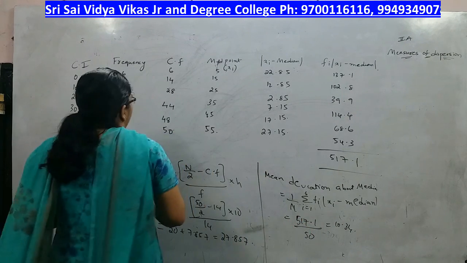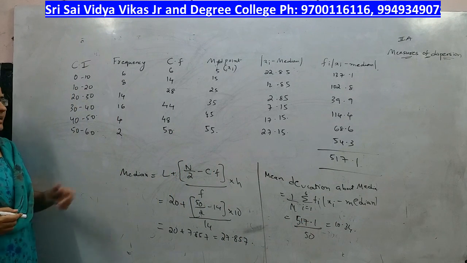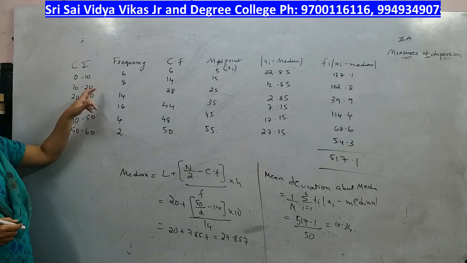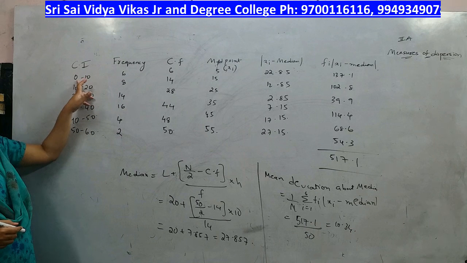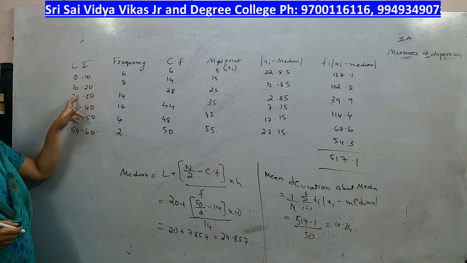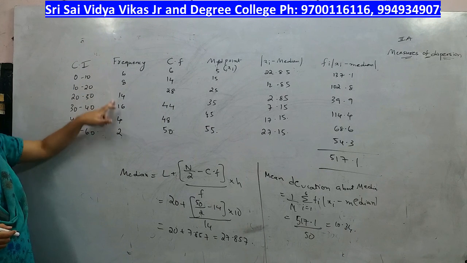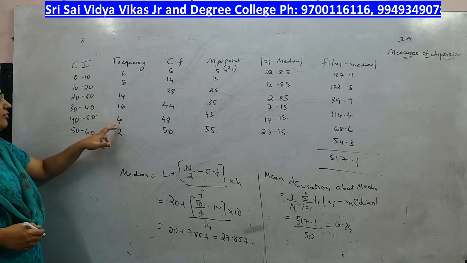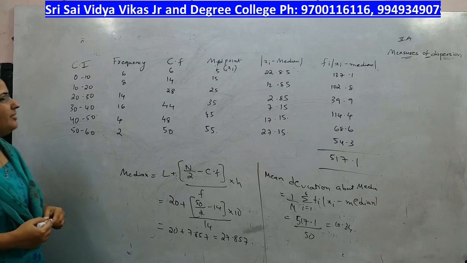Hello students, we are discussing how to find mean deviation about median if a continuous distribution is given to you. You will be given two columns: the class intervals 0 to 10, 10 to 20, 20 to 30, 30 to 40, 40 to 50, 50 to 60. The frequencies are 6, 8, 14, 16, 4, 2. Because they have asked about median, you need to find the cumulative frequency.